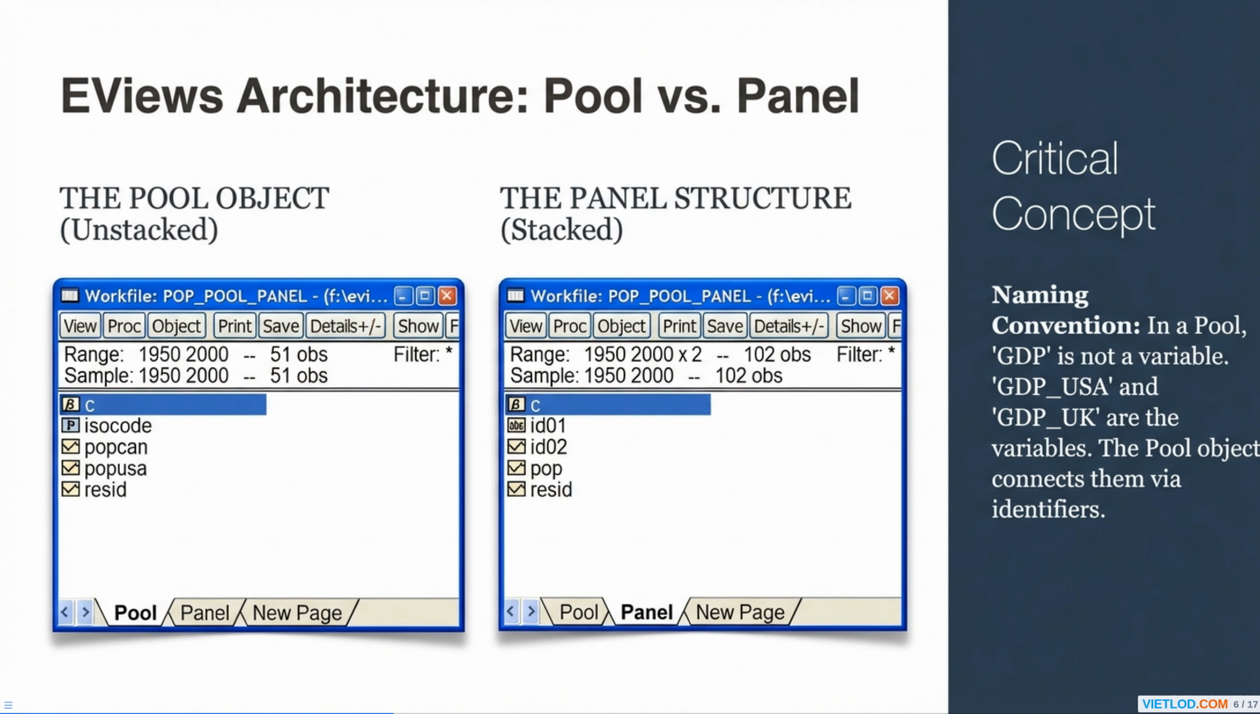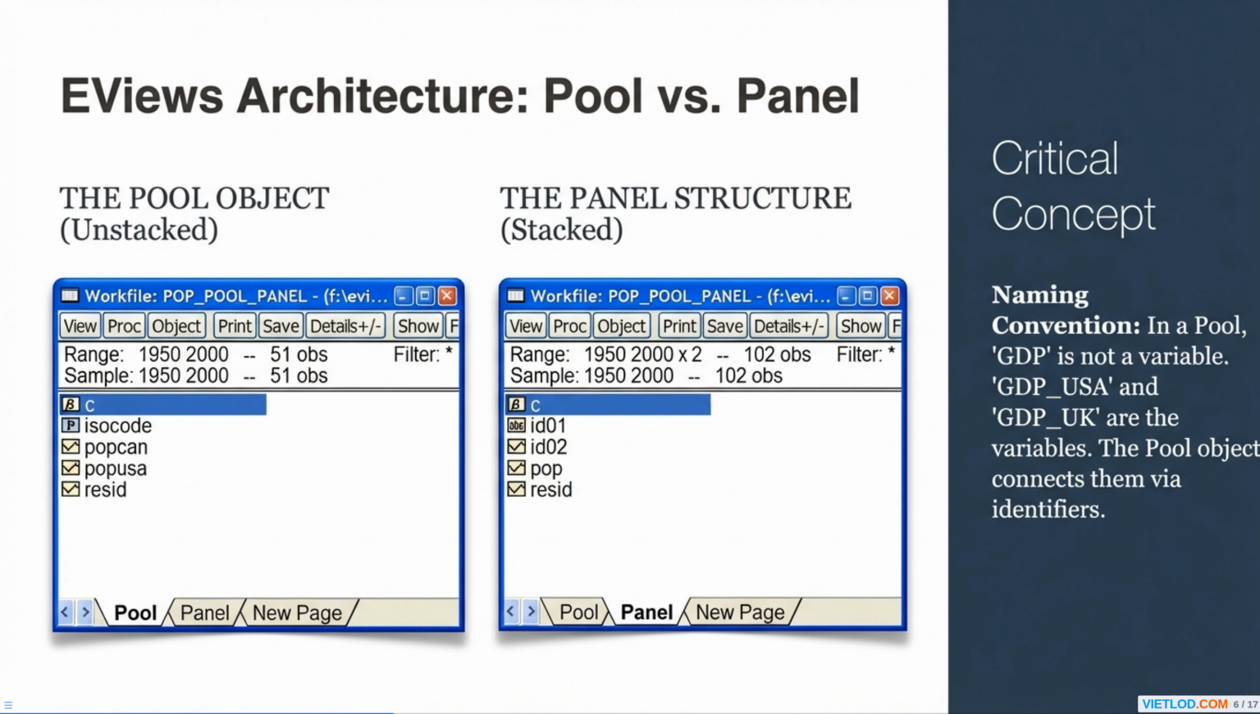Here you can see the practical difference. The pool object on the left maintains separate variables for each country, like POP_CAN and POP_USA. The data is wide. In contrast, the panel structure on the right stacks the data. There is a single variable pop, and cross-section identifiers ID01 and ID02 distinguish the countries. The data is long. This naming convention is a critical concept.